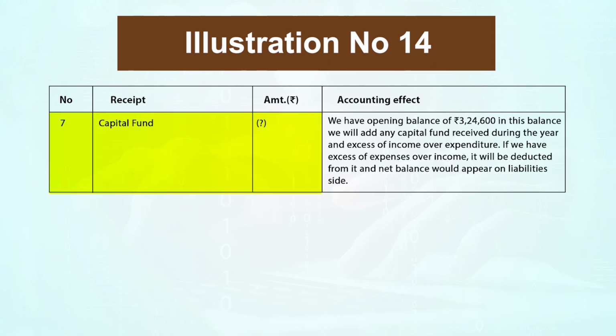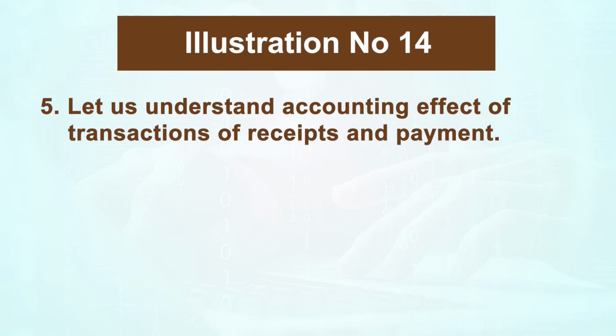Next, capital fund, but we don't have amount of capital fund because we have to calculate it. So, now we will see effect of it. We have opening balance, that is rupees 3,24,600. In this balance, we will add any capital fund received during the year and excess of income over expenditure. If we have excess of expense over income, it will be deducted from it and net balance would appear on liability side. Let us understand accounting effect of transactions of receipt and payment.